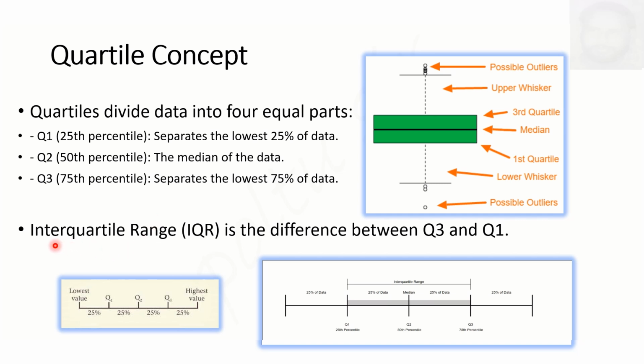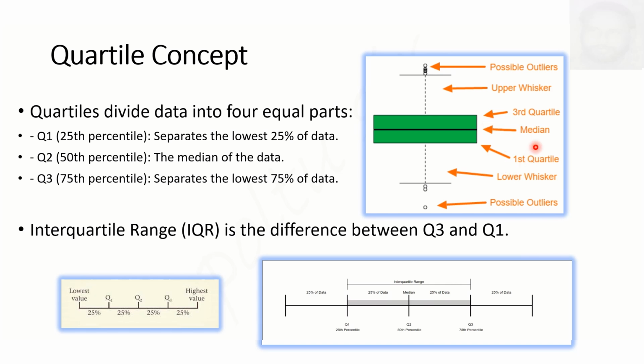And there is a concept called interquartile range, IQR. This is nothing but the difference between Q3 and Q1. The difference between Q3 and Q1. This is the range basically, the interquartile range. Hope this concept is clear.